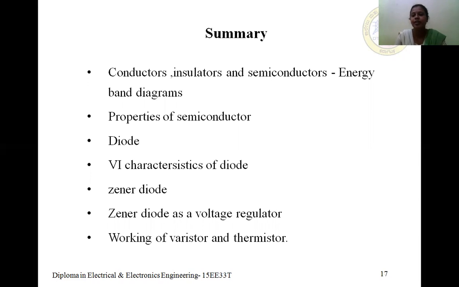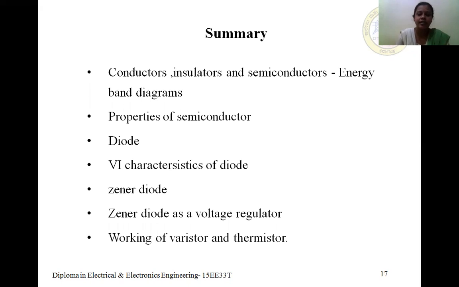With this, unit 1 is completed. Let me have a quick revision on this entire chapter, semiconductors and diodes. In session 1 we started with conductors, insulators and semiconductors. We saw the energy band diagrams. Now let me see what conductors are. Conductors are materials where the number of valence electrons of an atom is less than 4, and we call them conductors.